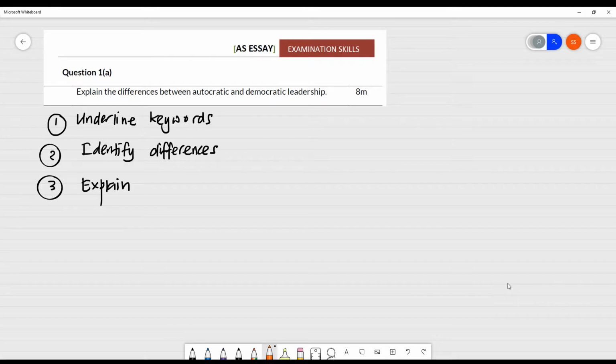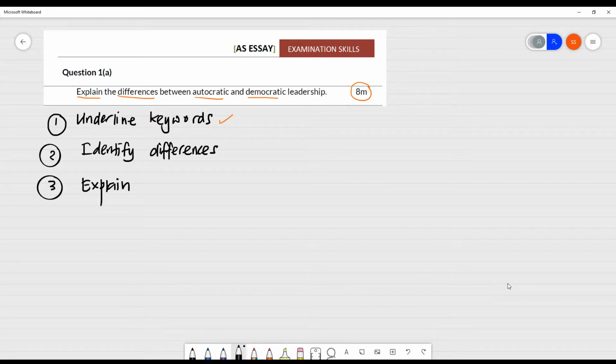So what do we need to do? We need to underline what are the important things to remember about this question, so it helps us in coming up with the points to answer, right? So first of all, we need to explain the differences between autocratic and democratic leadership. And I'll also circle the marks given here, which is 8 marks. So it tells me exactly how much I need to write or how many points I need to put into my essay, right? So let's put a tick to the words underline keywords because we have done that.